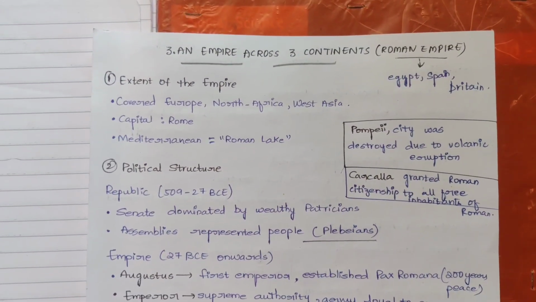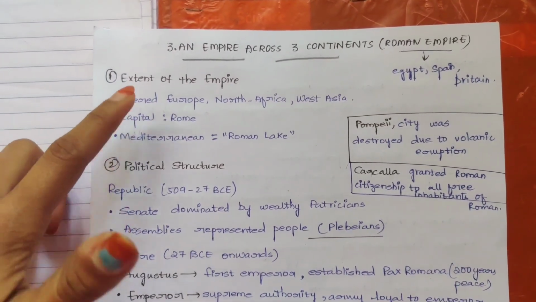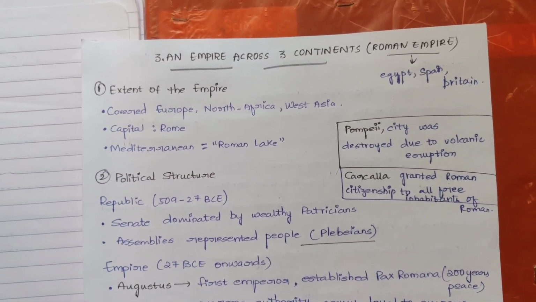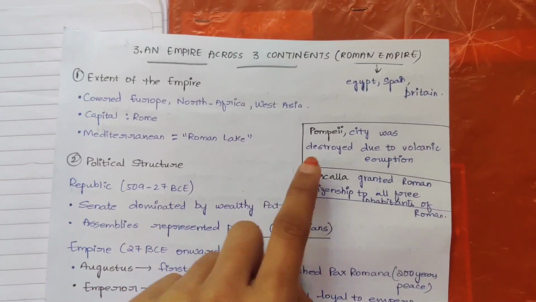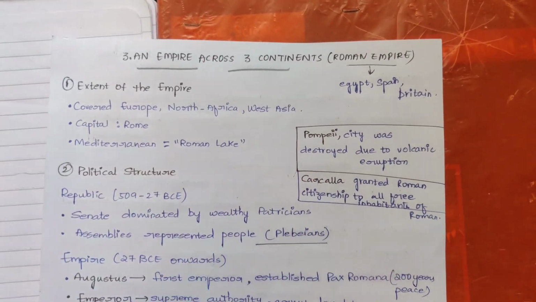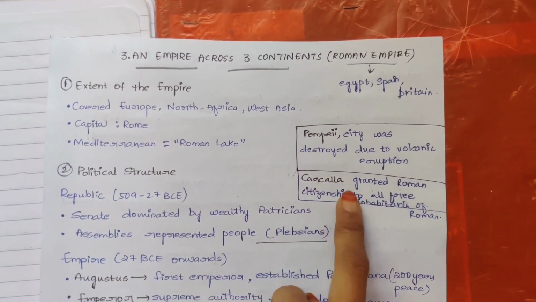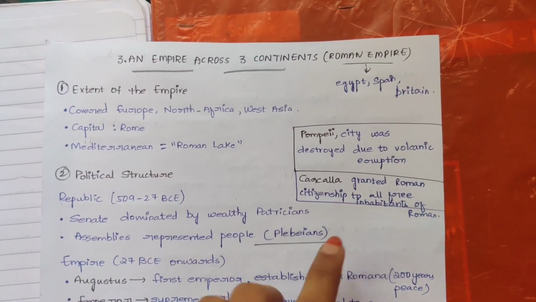Third lesson, an empire across 3 continents, Roman Empire. First point, extent of the empire. Covered Europe, North Africa and West Asia. Capital was Rome. Mediterranean Sea was also known as Roman Lake. And here are the 2 main important points. Pompeii, it was a city destroyed due to volcanic eruption. Caracalla was a person who granted Roman citizenship to all the free inhabitants of Rome.